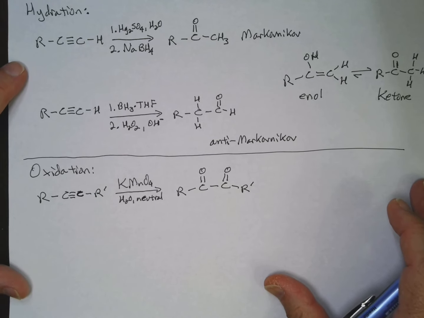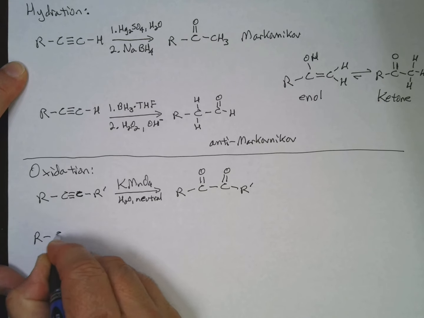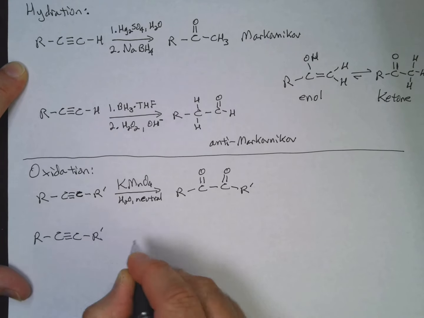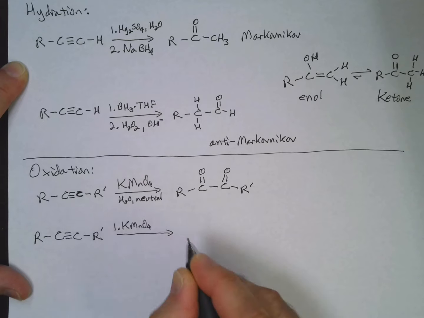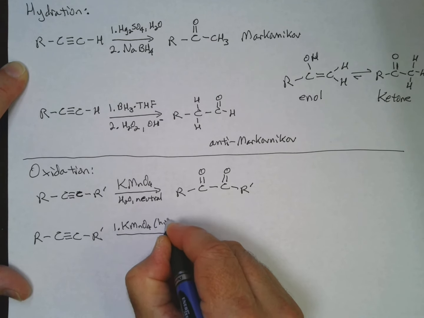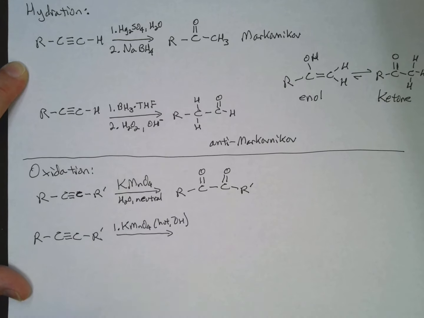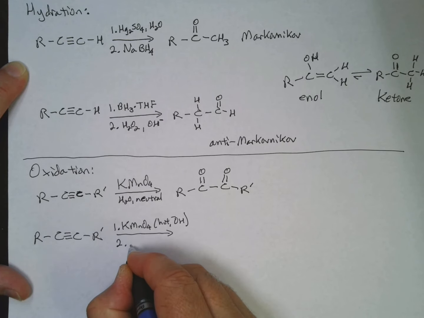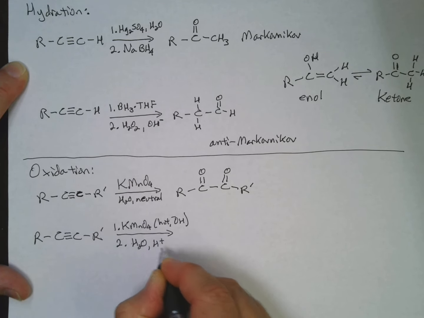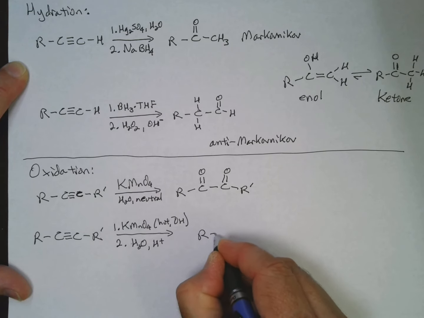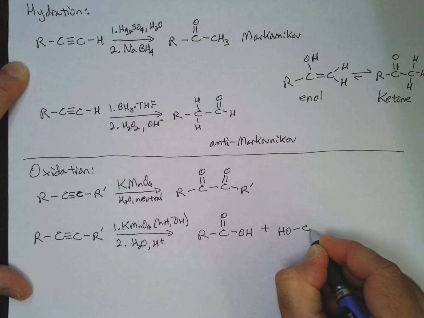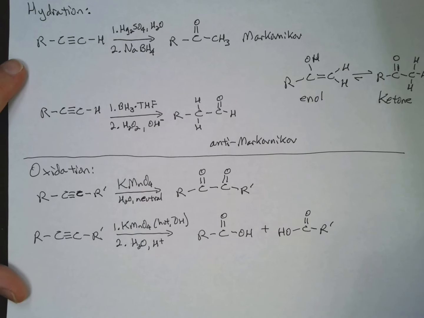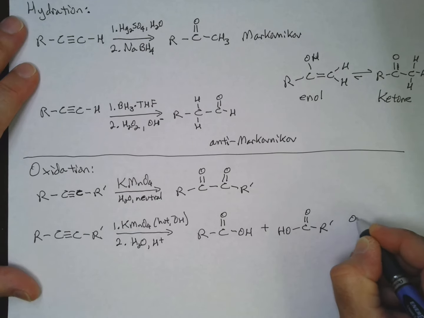Now, if we used hot KMnO4, and basic KMnO4, we added some hydroxide, and then quench the reaction with water and acid, we will get RC double bond O, OH plus HO, C double bond O, R prime. We will get two carboxylic acids. So again, this is our oxidative cleavage.